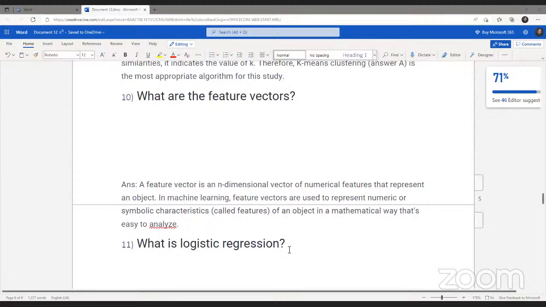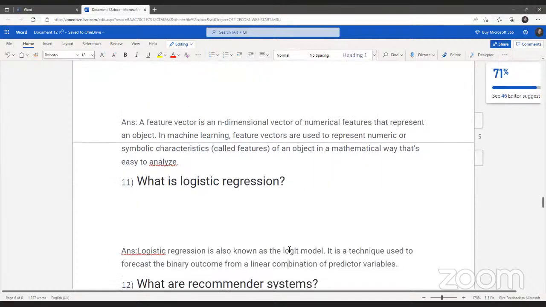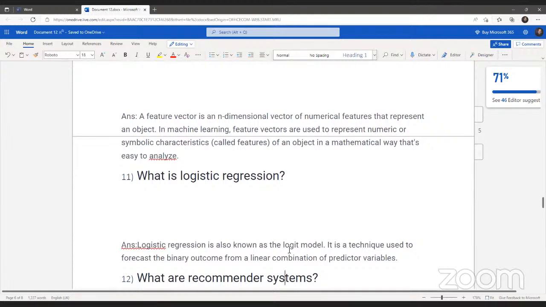Yeah, as we look into this, logistic regression is also known as the logit model, and it's a technique used to forecast binary outcomes from a linear combination of predictor variables. So as we jump into the next question, what are recommender systems?